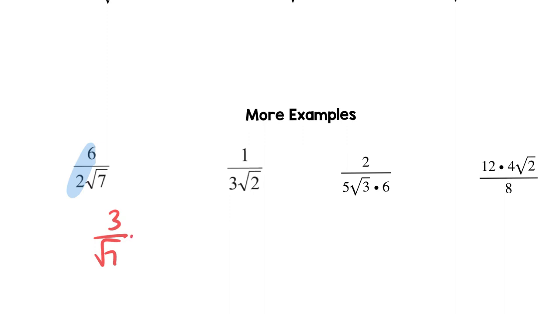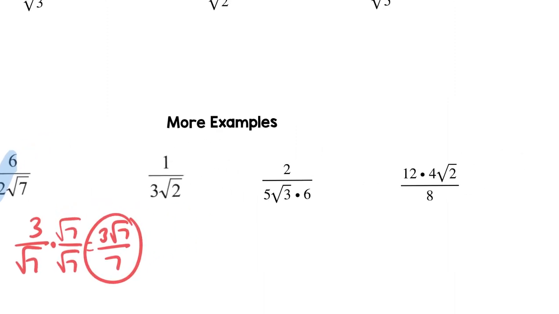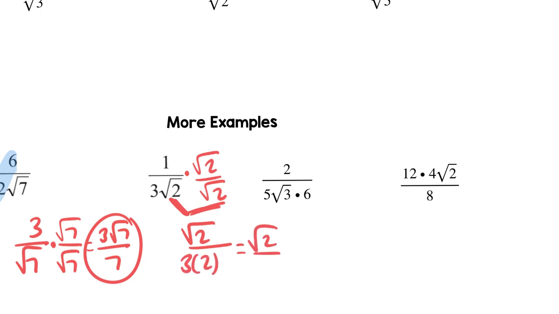You can't leave that root 7 on the bottom. So you have to multiply like that. So you have 3 root 7 over 7. The next one, we can't leave that root 2 on the bottom. So we want to go like this. On the top, we have 1 times root 2, which is root 2. On the bottom, root 2 times root 2 is the square root of 4, but that's 2. So that whole thing is really just 2. So we have root 2 over 6.